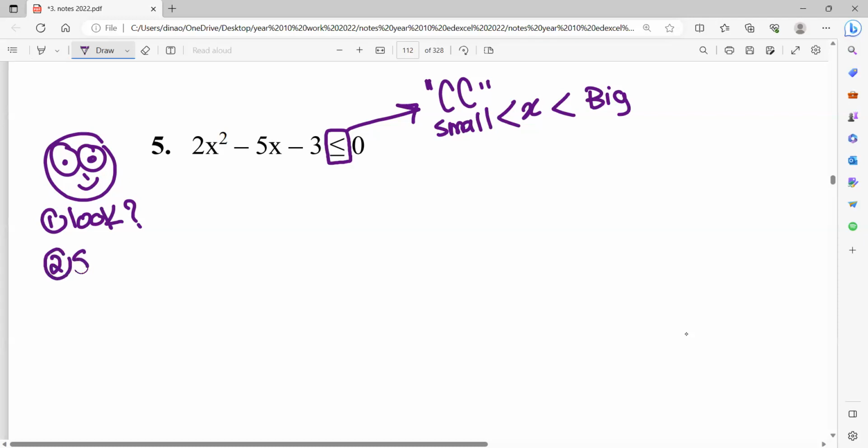Second, I start solving it as if I am dealing with an equation. As if I am dealing with an equation.